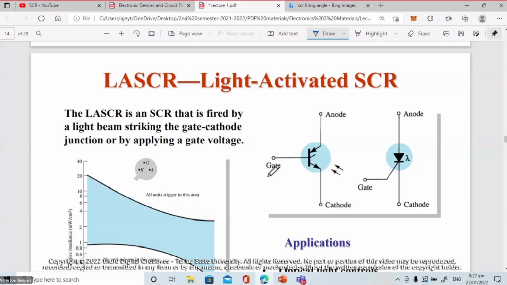Then, LASCR, a light activated silicon control rectifier. Okay, so pag sinabing light, sabihin we can trigger, it can be used by means of light. So yan, pag may ganitong symbol ka o kaya ganyan na wavelength, ibig sabihin that semiconductor uses light to trigger. Okay, light beam. So SCR is a SCR that can be powered by a light beam striking the gate cathode junction or applying the gate voltage. Okay.